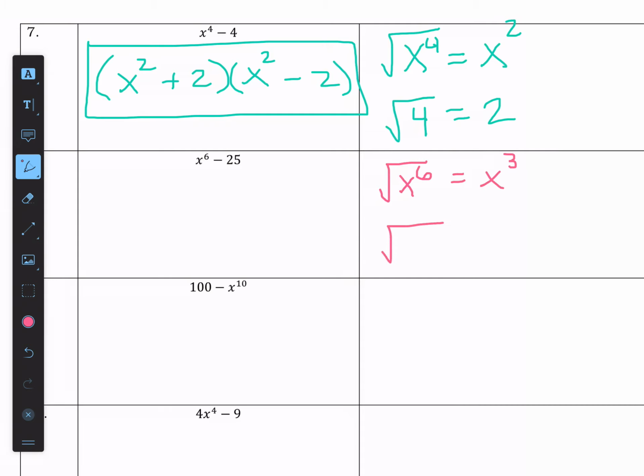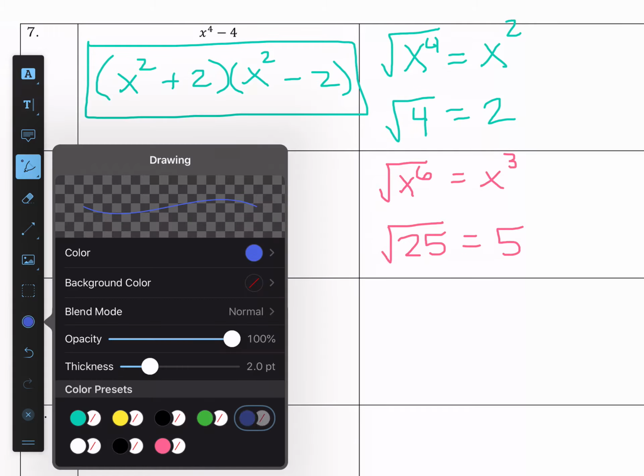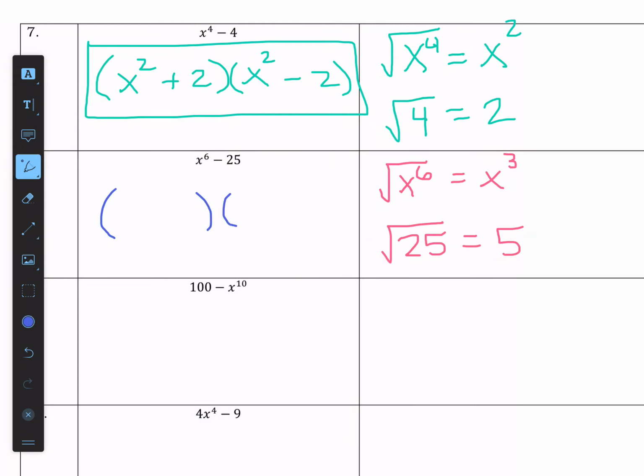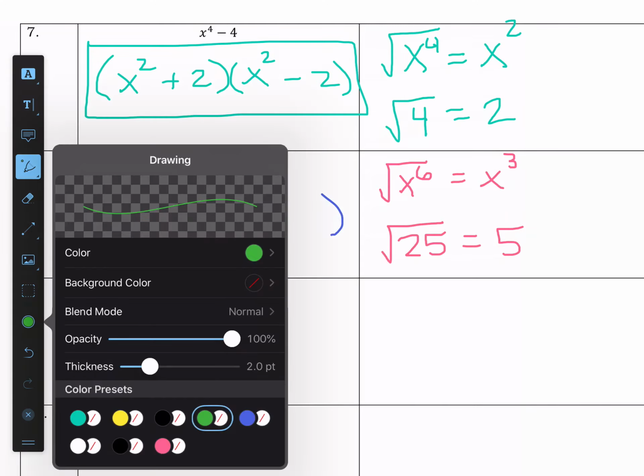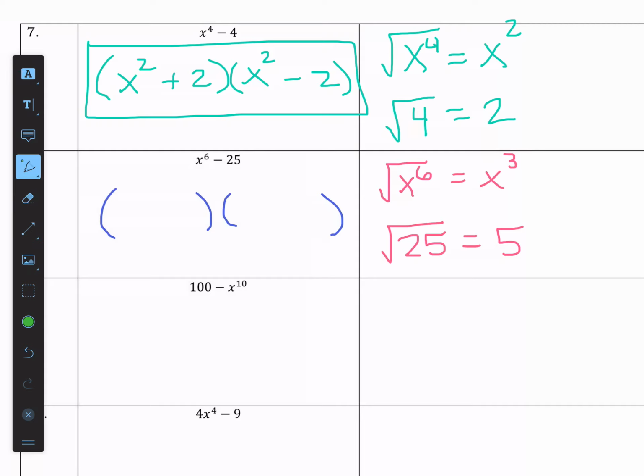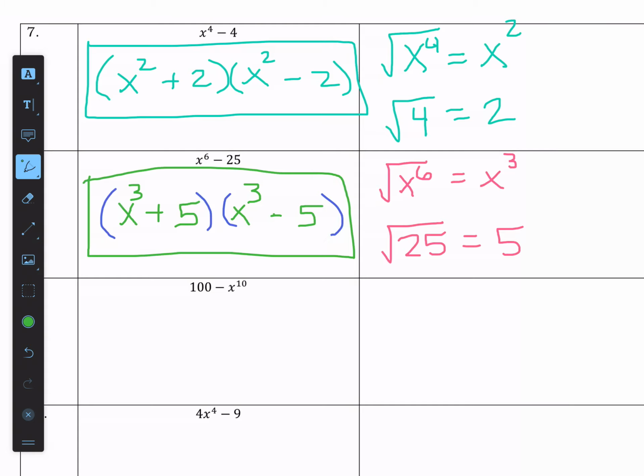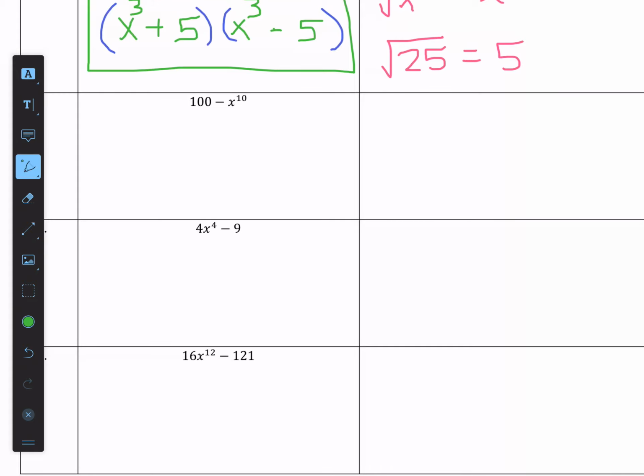All right, so now let's look at the next one. x to the 6th minus 25. So if we take the square root of x to the 6th, we get x cubed. We're just dividing the exponent by 2. And when we take the square root of 25, we get 5. So now I'm going to go over here and do our double bubble. The x to the 6th came first, so that means x cubed is going in the front of each bubble. The 25 came last, so the 5 goes in the back of each bubble. 1 plus and 1 minus.